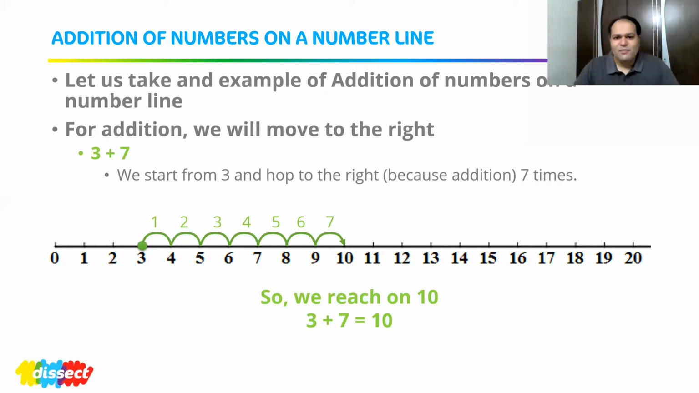Here we have a positive sign. So 3, and if it is positive 7, it means that we have to jump 7 times on the right hand side. So when you jump 7 times on the right hand side, you can see we land upon 10. So our answer for the question 3 plus 7 is 10.